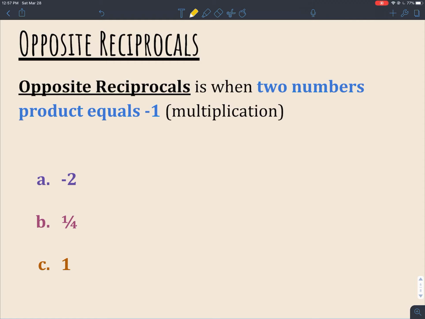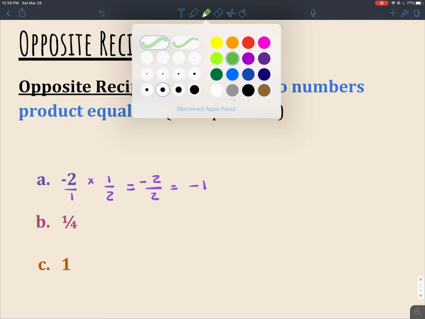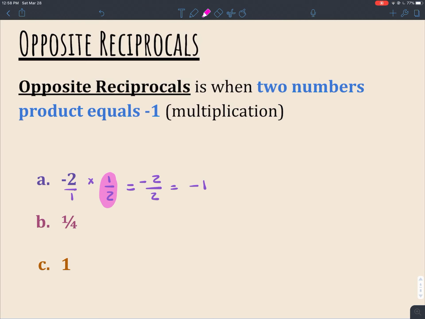So if we're looking at a -2, we want to find a number that when we multiply it, we get -1. And so what we could do is we could multiply -2 by 1/2. That is the opposite reciprocal of negative 2. And what ends up happening is if we multiply across, we get negative 2 over 2, and that reduces to negative 1. So for a fact, 1/2 is the opposite reciprocal of negative 2.